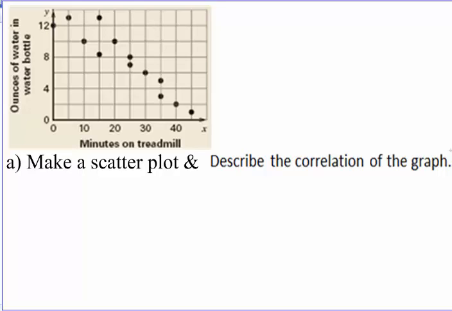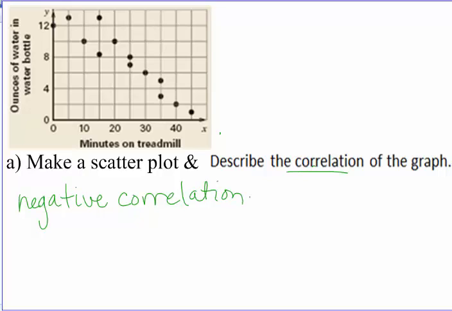This is minutes on a treadmill and ounces of water in your water bottle. So if you're sitting on the treadmill, you've got your water bottle up there. The longer you're on the treadmill, the more water you're probably drinking because you're sweating, you're using up that energy, getting thirsty. Then it says describe the correlation. So remember, there's two parts. What's the first part? We want to know, is it positive or negative? Everybody said negative. Correlation. That's the first part. Now you need to describe it in context. It was negative.